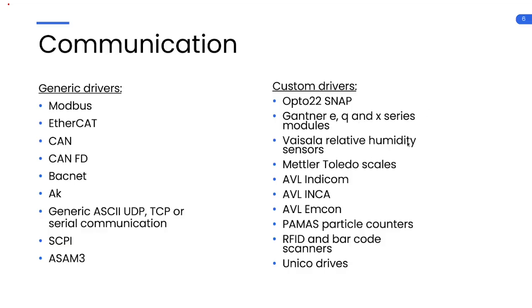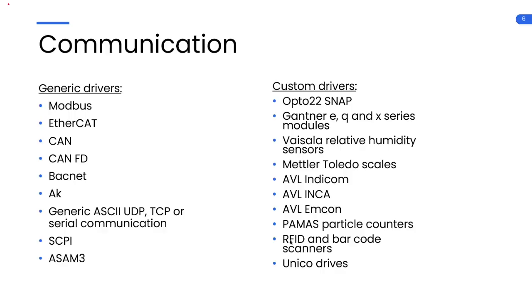Vaisala humidity sensors, Mettler Toledo scales, ABL Indicom, ABL Inca, ABL MCon. Our customers tend to use a lot of ABL equipment, and a lot of it uses AK, so we'll just use AK to talk to that ABL hardware, but some of them require special programs to be written in order to interface with them, and so we've done that.